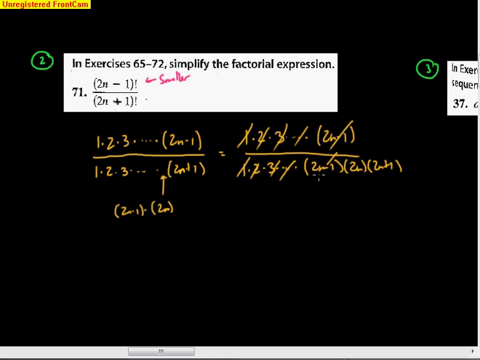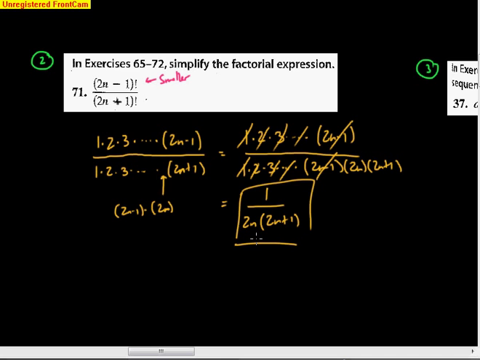The 2n minus 1 cancels with the 2n minus 1, and now your numerator is just a 1, and now your denominator is 2n times 2n plus 1. And there's no need to multiply that out if you don't want to, and that's the final answer. Okay, so again, when you're dealing with these variables, you're looking for the differences between the two factorials.